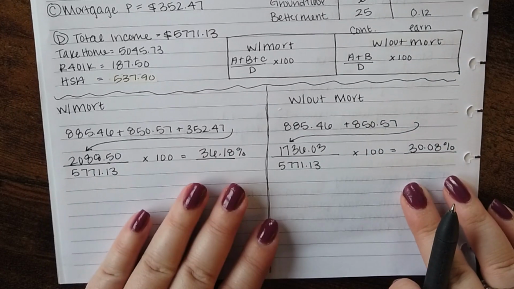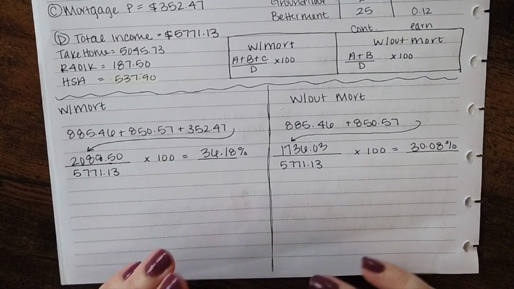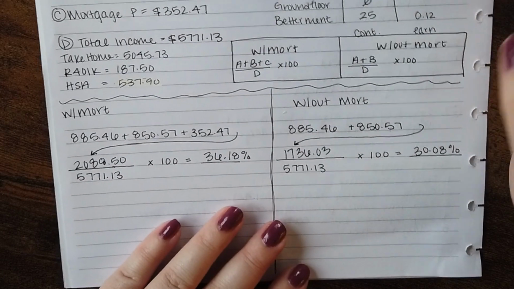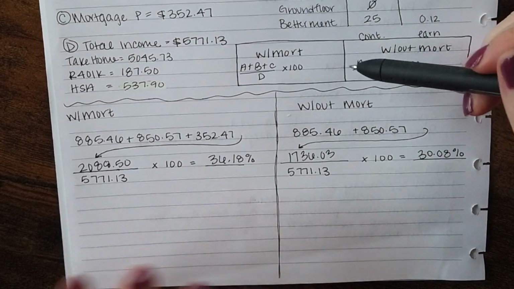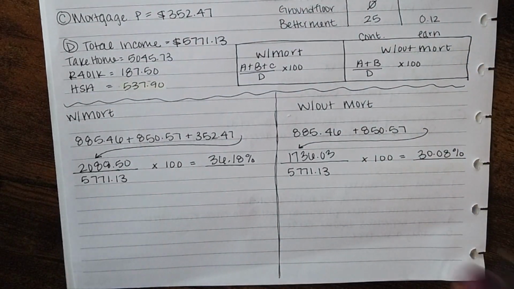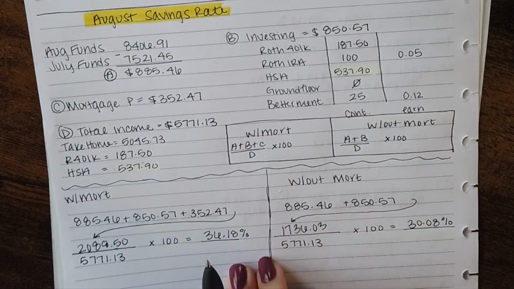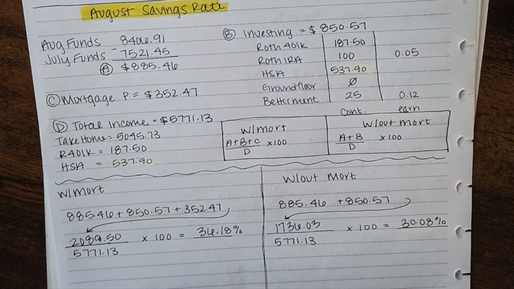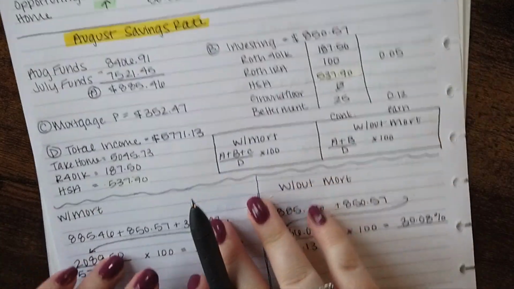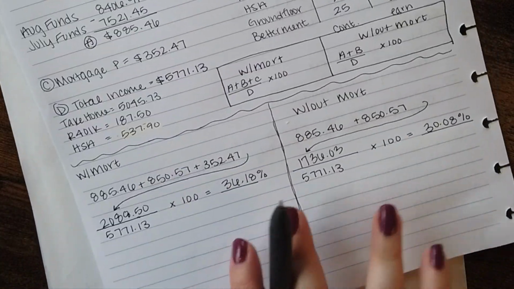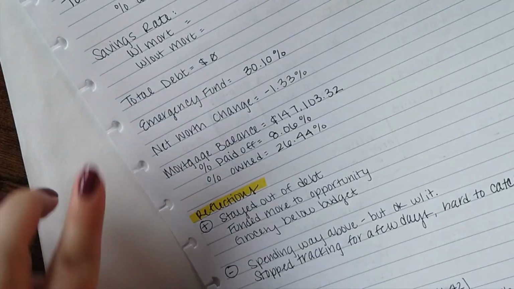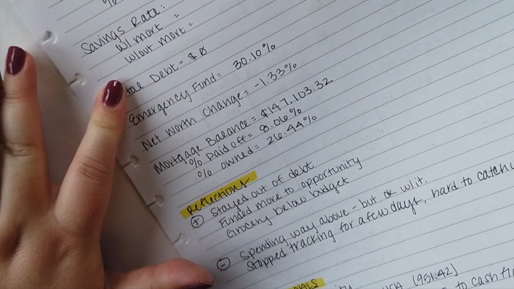Before I had switched jobs, and I didn't have a 401k, I didn't have an HSA, I was saving like 5-10%. So I'm really pleased with these numbers growing so significantly. It's also because I'm debt free now, paid off all my debt, so more of my money can go towards savings. Okay, so I'm going to write down these percentages on my overview sheet here.